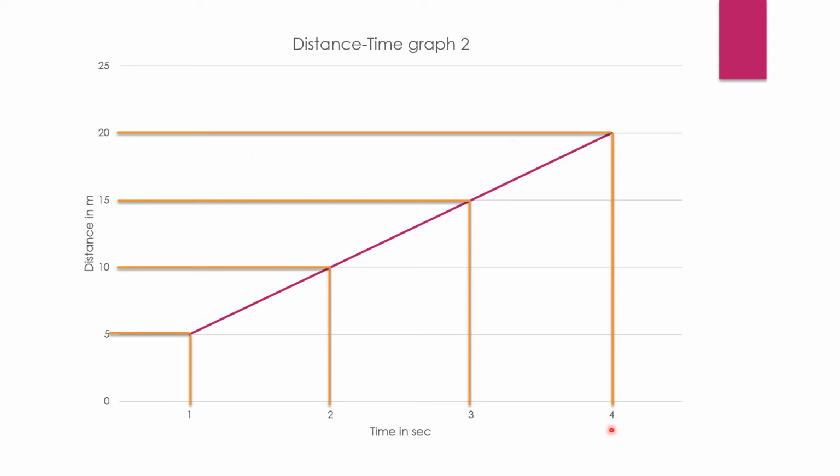20 over 4, 5 meters per second. 15 divided by 3, 5 meters per second. 10 divided by 2, 5 meters per second, and so on. So we can learn here that if I have a distance time graph and the line is a straight line like that, it means that we have a uniform speed.